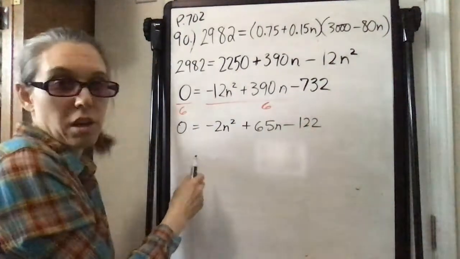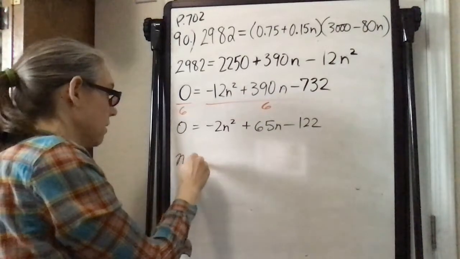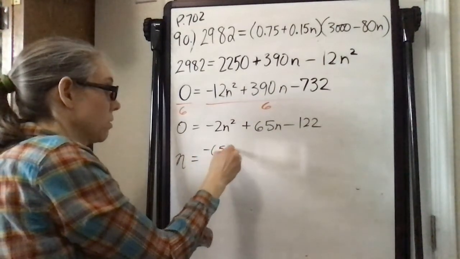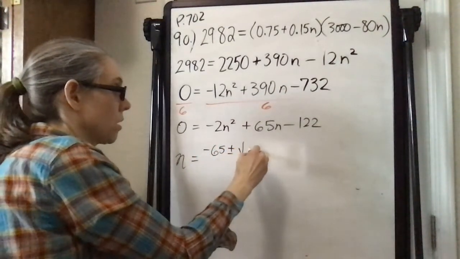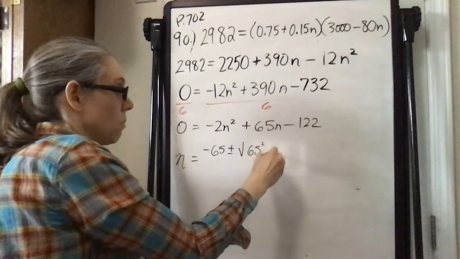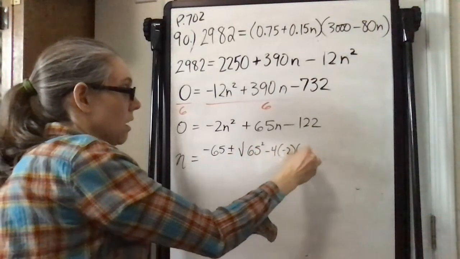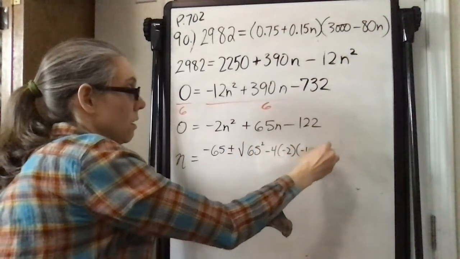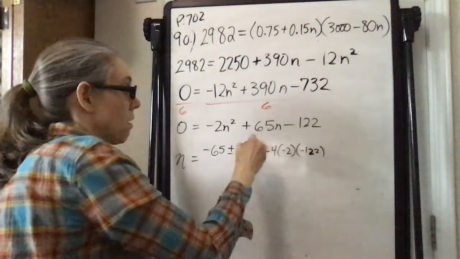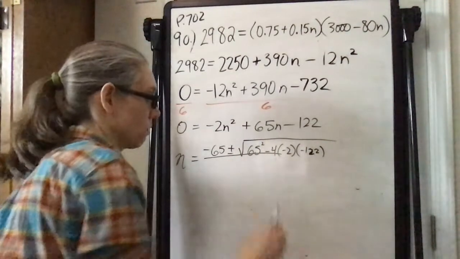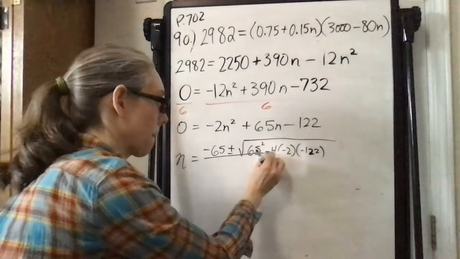Now I can use the quadratic formula. N is equal to negative b plus or minus the square root of b squared minus 4ac. Ooh, wow, just drew a line right through my work.